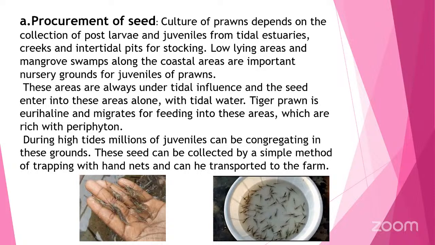During high tides, millions of juveniles can be congregating in these grounds. These seed can be collected by a simple method of trapping with hand nets and can be transported to the farm.